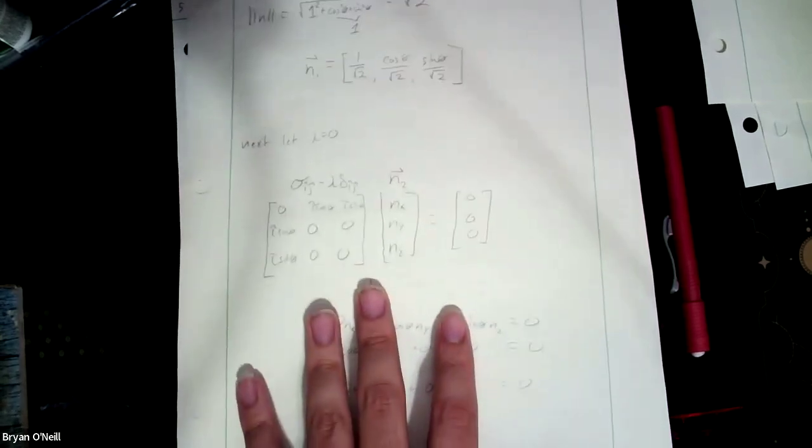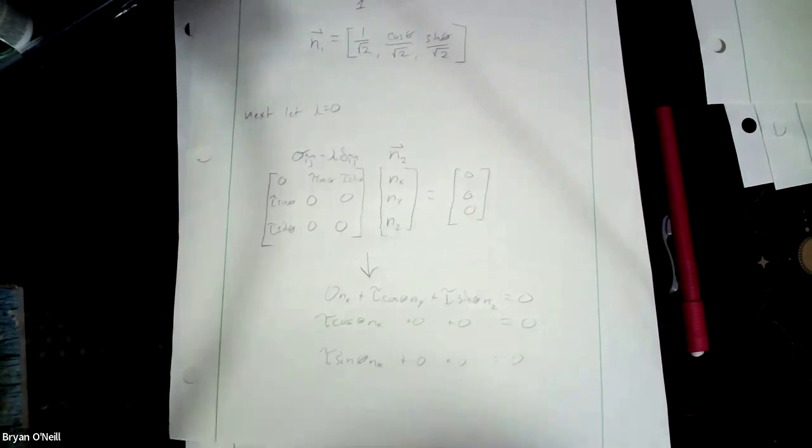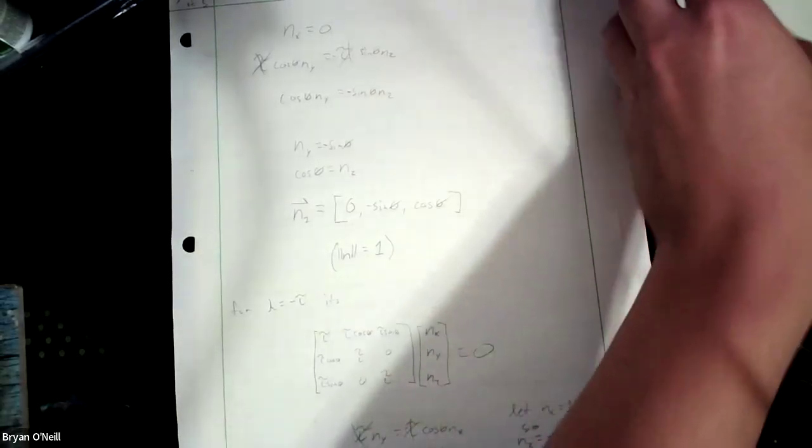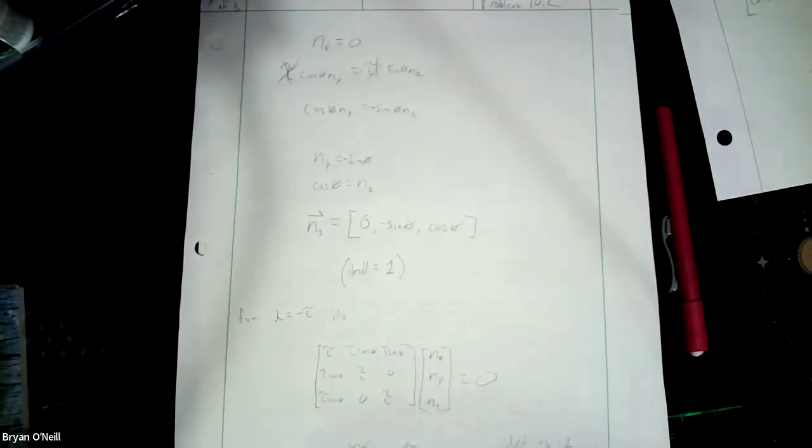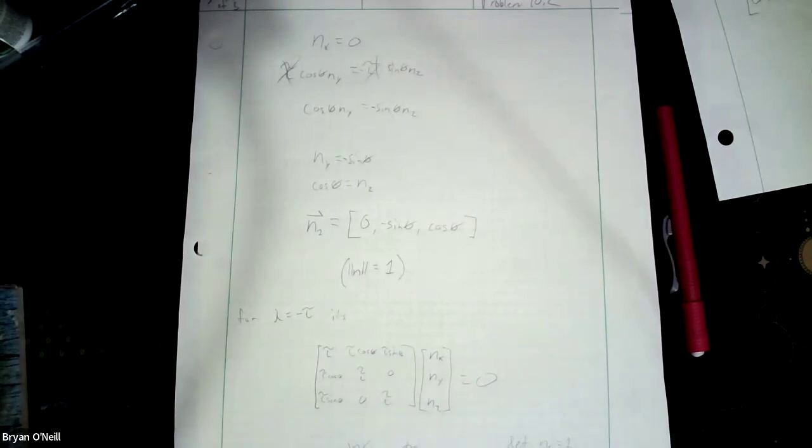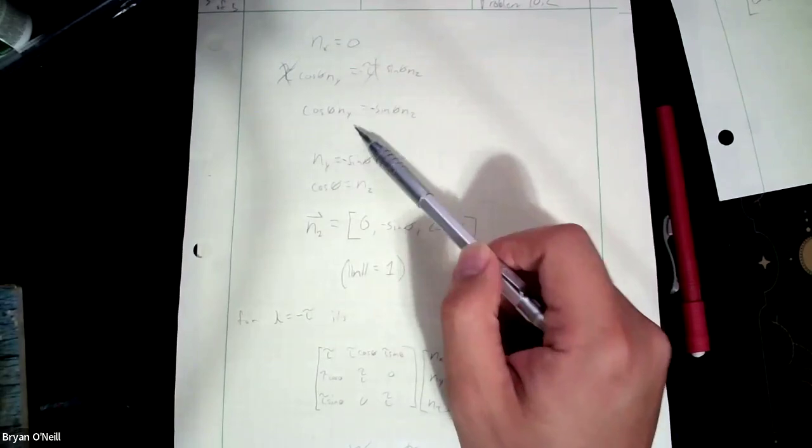Next, we do the process again, but this time we set lambda equal to 0. Doing that, we get these equations down here. And for our eigenvector components, nx has to equal 0. Then we have cosine theta ny is equal to sine theta nz, and cosine theta ny is equal to negative sine theta nz. Oh, I just said the same thing twice, but forgive me, I'm not going to redo the video for that. I just cancel out the tau and I wrote it again.